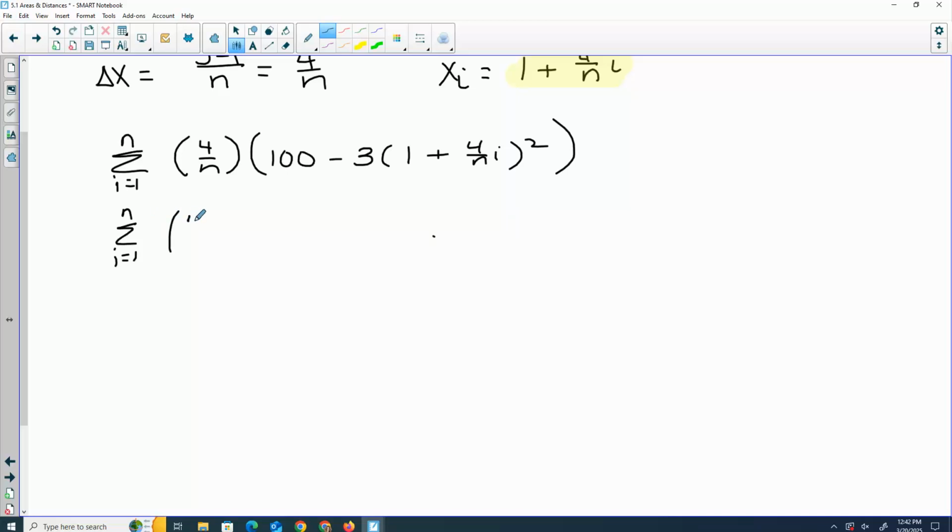So I'm going to start on the inside. Never mind, ignore me, I'm lying. I wrote it wrong. It's i. The first one is just your change in x. So if I FOIL, I would get 1 plus 8 over n times i plus 16 over n squared times i squared.